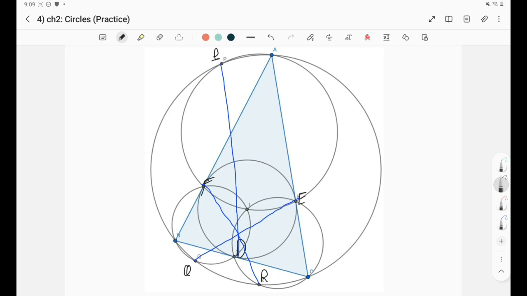Okay, if we try to give this a shot here, let's try to do that. So PD and QE and RF, we want them to be the radical axes of three circles. How exactly can we pick these circles?